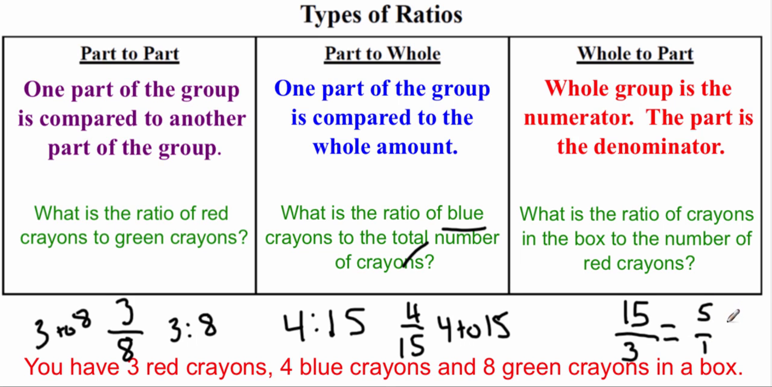Now, normally we would simplify that because it's an improper fraction, but in terms of ratios, we have to have both a numerator and denominator. So please don't simplify this down to just 5, because that needs to be the total number of crayons to the number of red crayons. We need 2 numbers there.